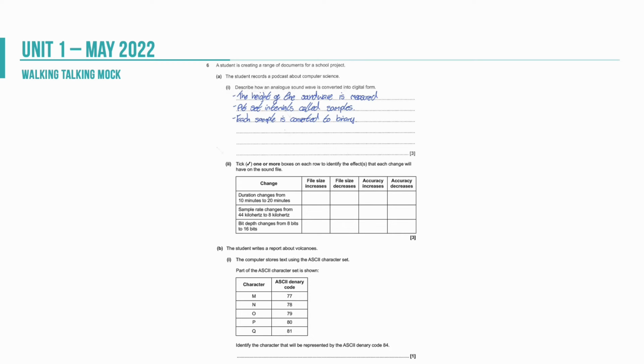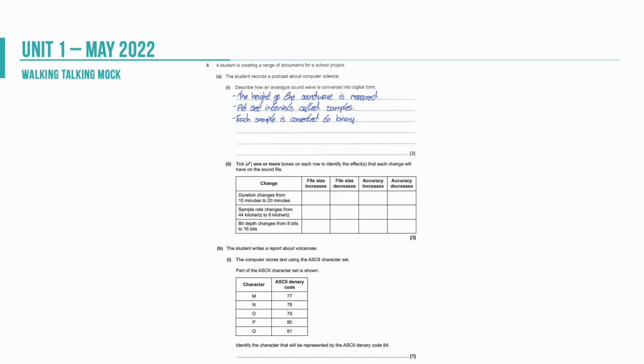You'll see here I've clearly shown the examiner the 3 points that I am going to make. The height of the sound wave is measured, first mark, at set intervals called samples, second mark. Each sample is then converted to binary. You don't need to overcomplicate that answer. You don't need to start talking about bit depth or how we move it into binary. You just need to make those 3 key points, which I've done there very clearly with my bullet pointed answers.